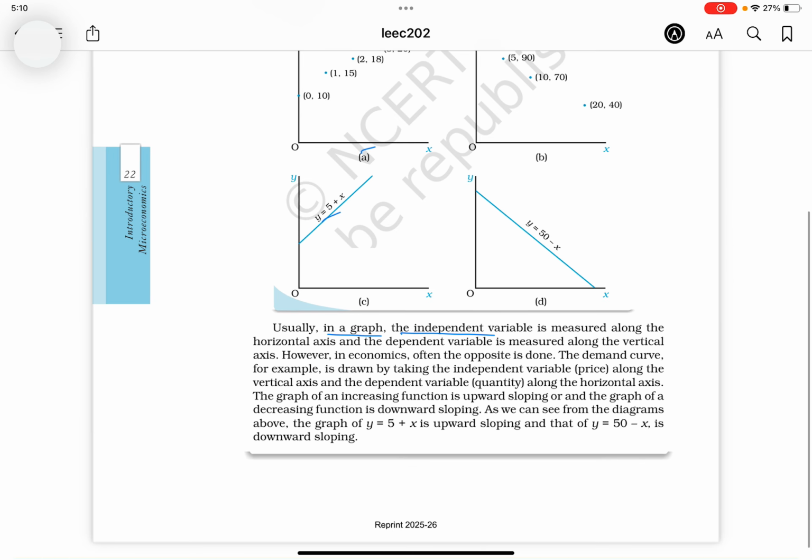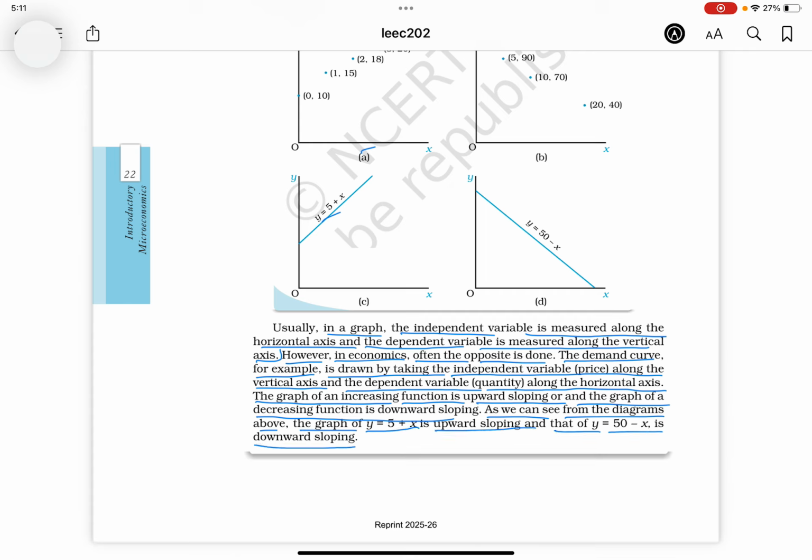Usually in a graph, the independent variable is measured along the horizontal axis and the dependent variable is measured along the vertical axis. However, in economics, often the opposite is done. The demand curve, for example, is drawn by taking the independent variable price along the vertical axis and the dependent variable quantity along the horizontal axis. The graph of an increasing function is upward sloping and the graph of a decreasing function is downward sloping. As we can see from the diagrams above, the graph of y is equal to 5x is upward sloping and y is equal to 50 minus x is downward sloping.